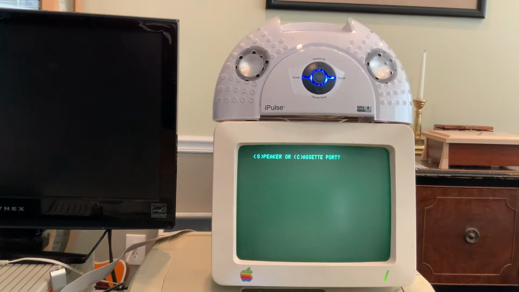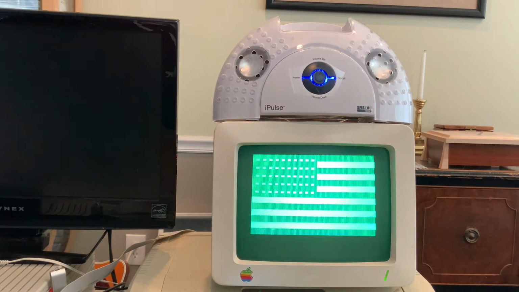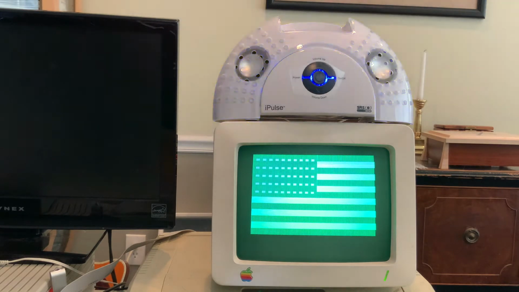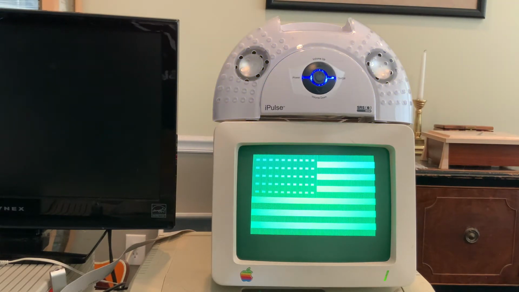So this is a version of the Apple SAM that I modified to play through either the speaker or the cassette port, so you could use a better speaker, and also added a few things. And then it plays this four-voice song.